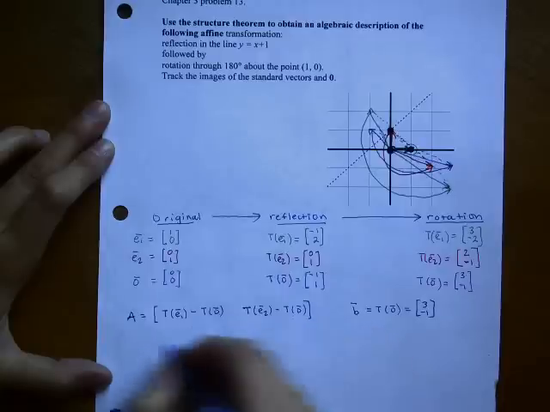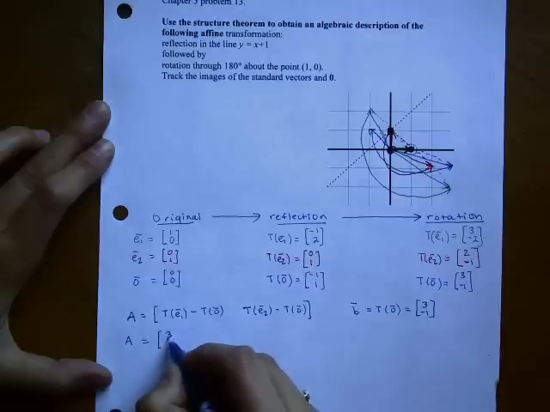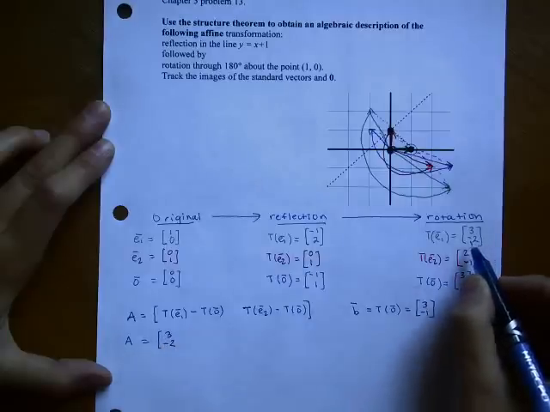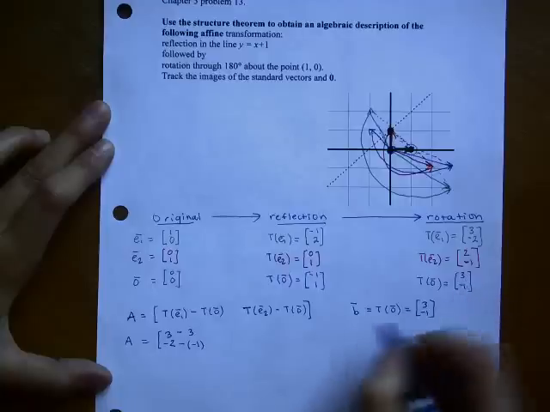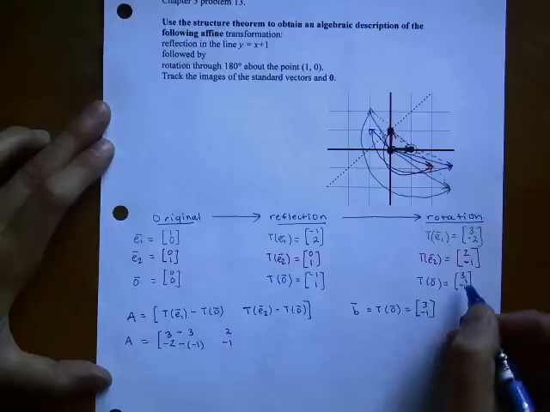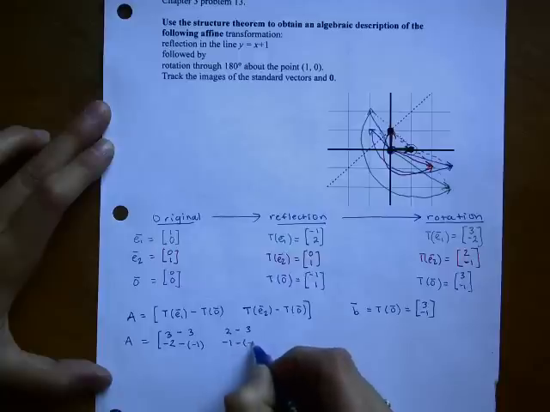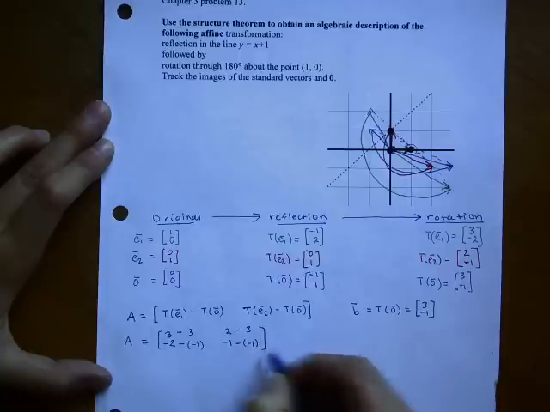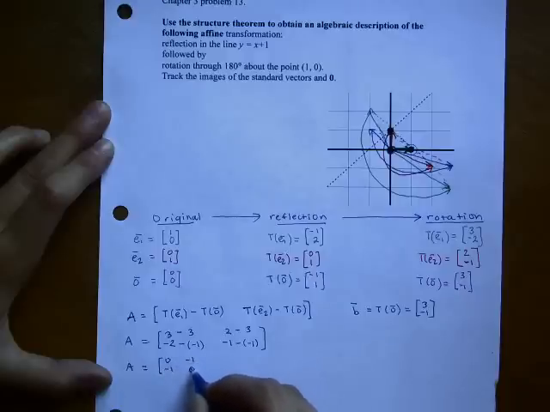Let's fill out this matrix here. So matrix A is equal to our transformed e1 vector, 3, negative 2, which comes from here, minus our transformed 0 vector, 3, negative 1. Our next column will be our transformed e2 vector minus our transformed 0 vector. So then we end up with a matrix of 0, negative 1, negative 1, 0.